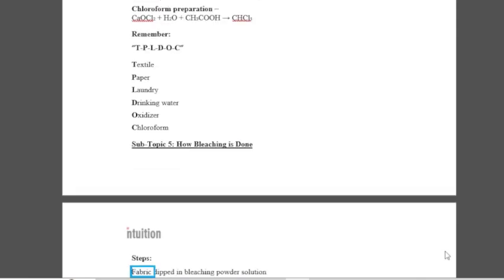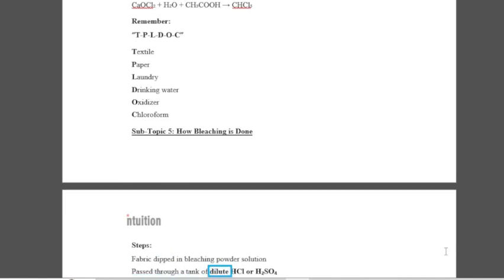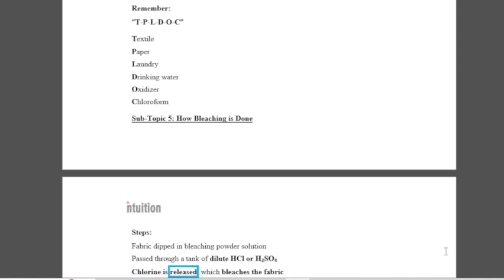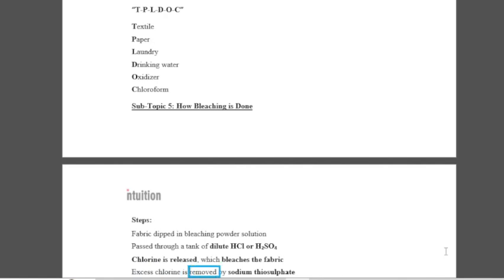Subtopic 5. How bleaching is done. Steps: fabric dipped in bleaching powder solution is passed through a tank of dilute HCl or H2SO4. Chlorine is released, which bleaches the fabric. Excess chlorine is removed by sodium thiosulfate.